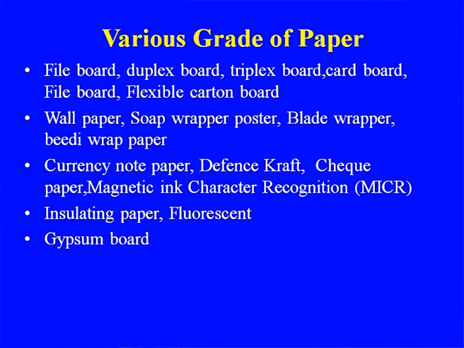Another type of paper we make is insulating paper, fluorescent paper, and gypsum board. Gypsum board has come again in a big way because of the coming of air conditioned chambers, and so we are having false ceilings. So sometimes we use gypsum board.